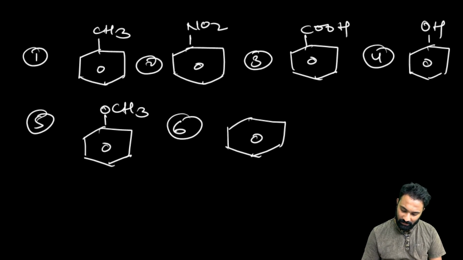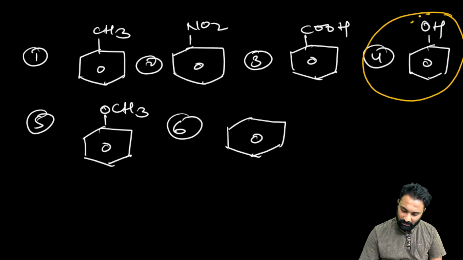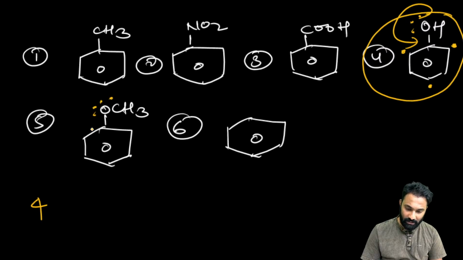Now the order is this: phenol is a strong ortho para directing group. This lone pair of electrons will be given to the benzene very fast, and it increases the electron density at the ortho and para positions very fast. So the answer is 4. After that, next comes the moderate ring activating group, that is 5.